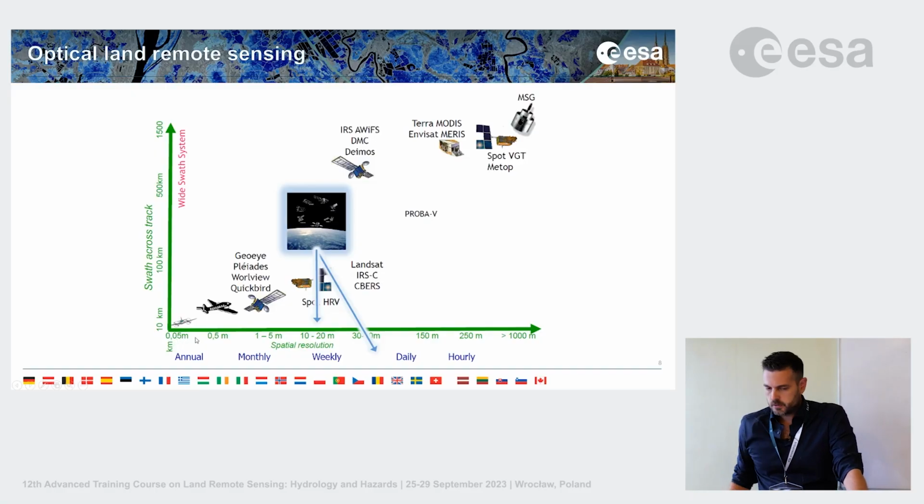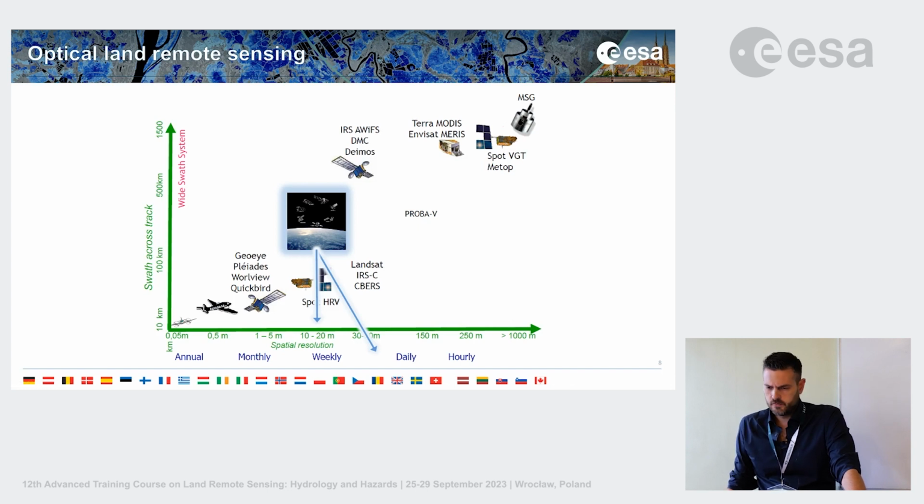So this plot represents what I was telling you before. If you have a spatial resolution of half a meter, you will have annual revisit time. If you have 1 to 5 meters, you have monthly revisit time. If you have, in this case, the Copernicus constellation, Sentinel-2, Sentinel-1, you will have weekly revisit time.